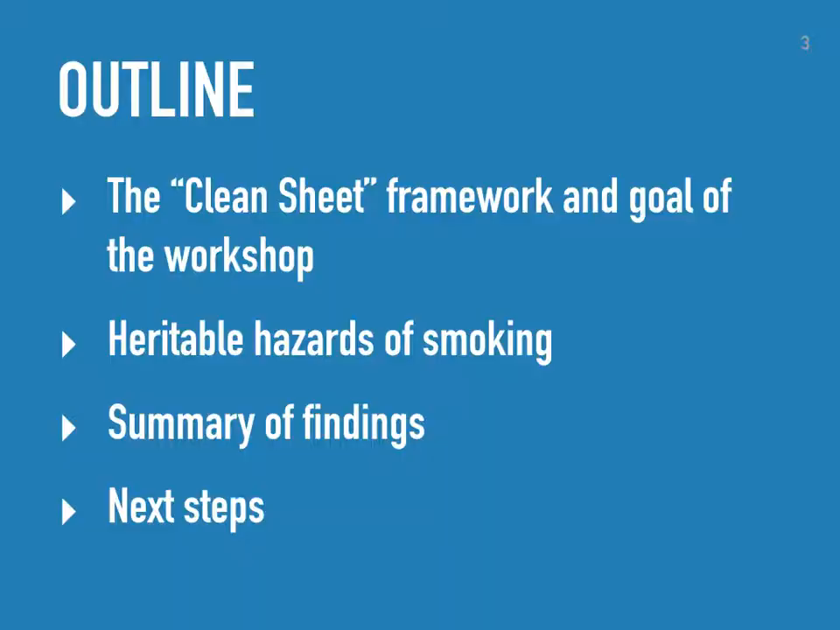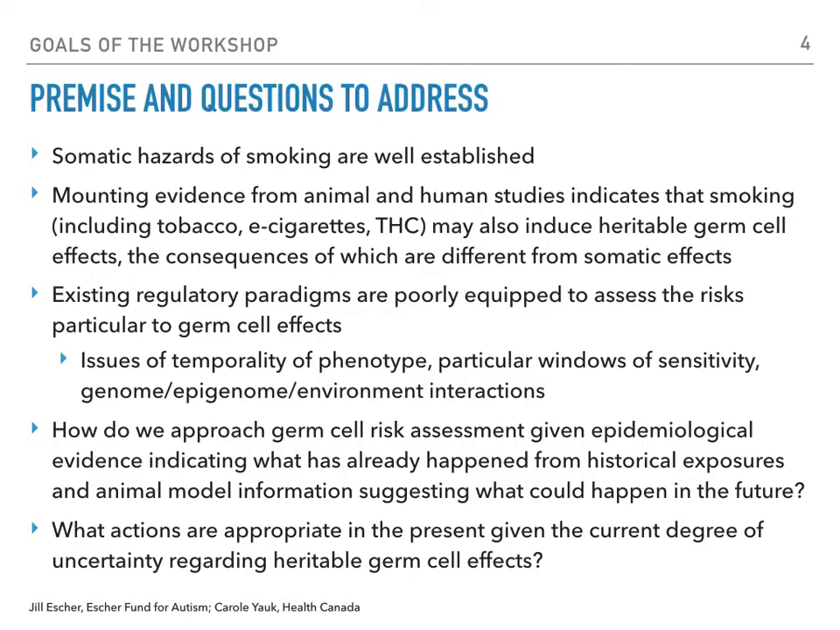I just wanted to go through what we looked at yesterday in terms of the clean sheet framework, what that is a little bit, and what the ultimate goal of the workshop was, going into some of the details of the heritable hazards of smoking that were identified by our presenters yesterday, summarize those findings and provide some of the context and future needs, and look into some of the next steps in terms of research and policy.